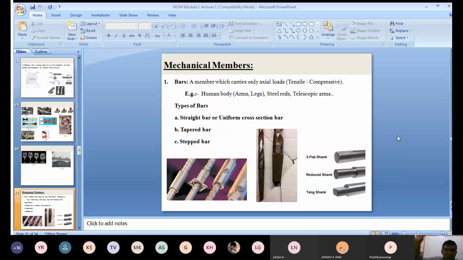Is it visible? Yes. Someone has to give the response. Yes, sir, the human body is visible. Yeah, human body. See that.